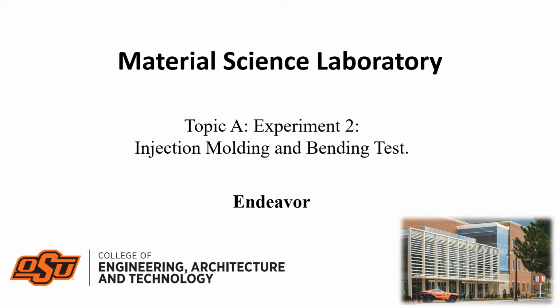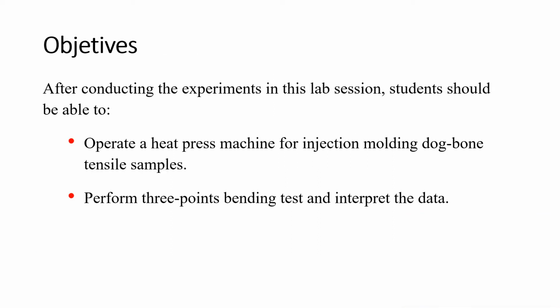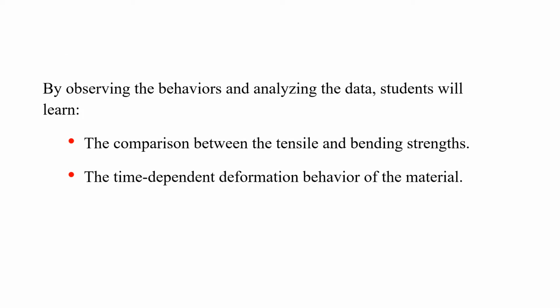Topic A, Experiment 2, Injection Molding and Bending Test. Objectives: operate a heat press machine for injection molding dog bone tensile samples, and perform a 3-point bending test and interpret the data. By observing the behaviors and analyzing the data, students will learn: first, the comparison between the tensile and bending strengths, and second, the time-dependent deformation behavior of the material.